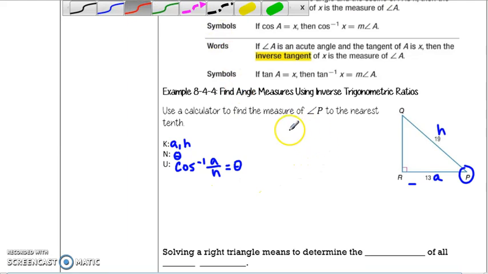Okay, so cosine inverse of our ratio 13 over 19 is going to equal angle P. So make sure that you are using the inverse this time. Sometimes you have to hit the second button and then type cosine, and then you type it straight in and hit enter, and we get 46.8. 46.8 degrees for angle P.